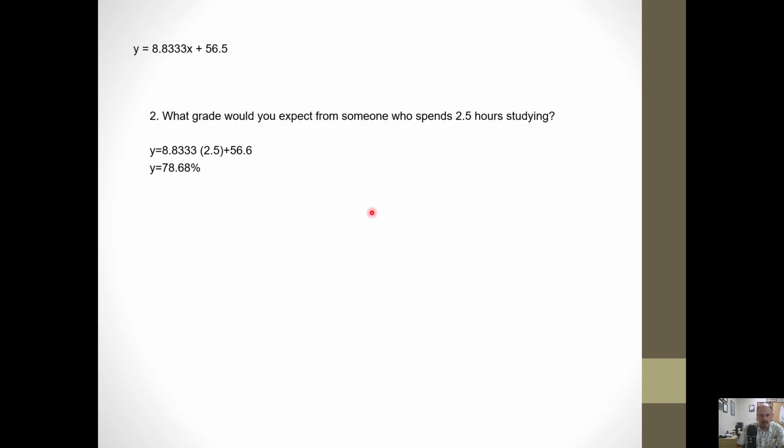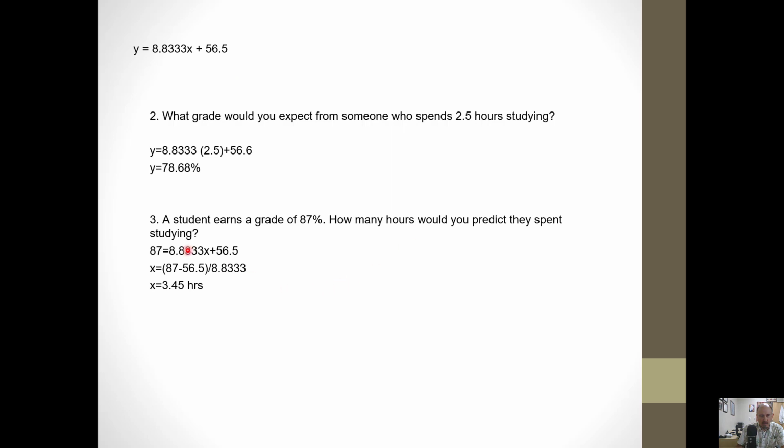And you can also solve, of course, for x. So number 3 says a student earns a grade of 87%. How many hours would you predict they spent studying? Well, in this case, you set up the equation. We know y. Y is 87%, and instead of solving for y, we solve for x. And if you do that, you get 3.45 hours. So practice this if you didn't get it right the first time. If you look at this and you go, oh, I didn't get those answers, practice it, set it up, play with it, see what you did wrong, learn from your mistakes, teach yourself to do it the right way, and then you'll do well on upcoming quizzes.